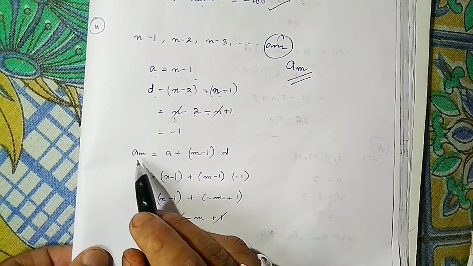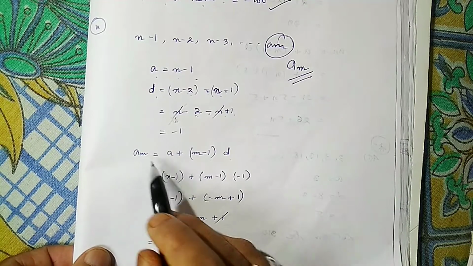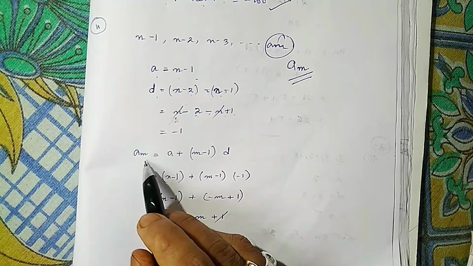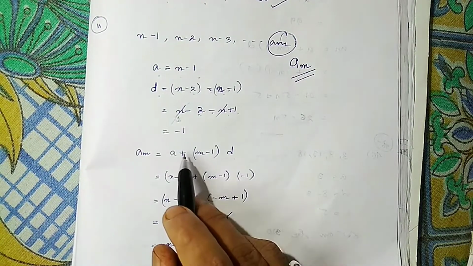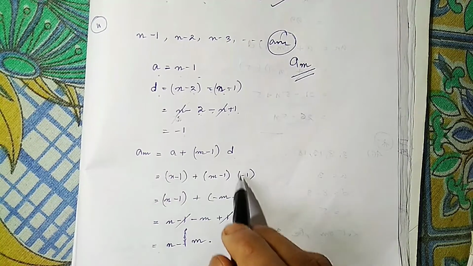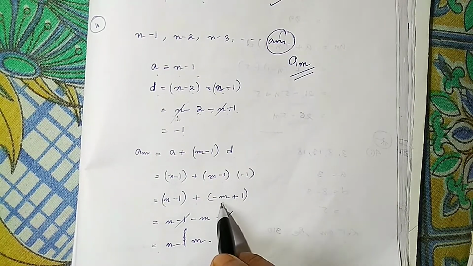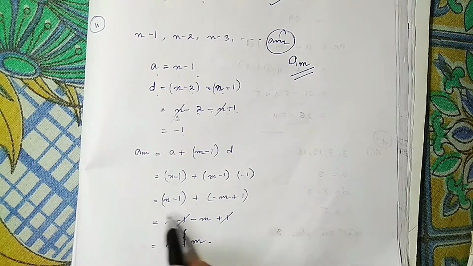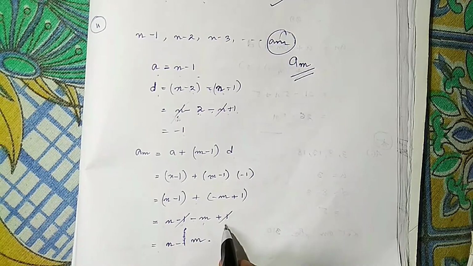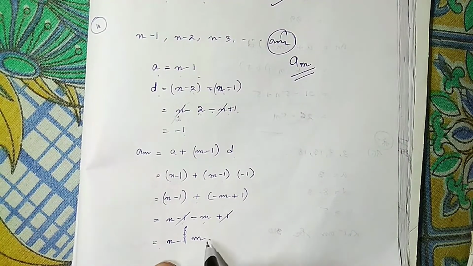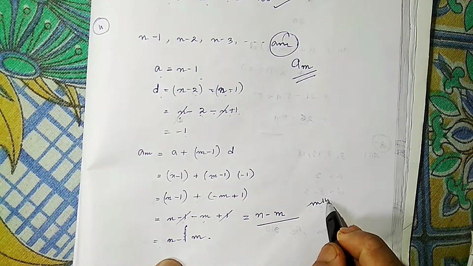Now since we want to find AM, the formula will be a plus m minus 1 into d. Suppose it is n, then we write n here. Since in the question it is given AM, we have to write m. Now what is a? n minus 1. So n minus 1 plus (m minus 1) and d is -1. If I multiply this with minus, m into -1 is -m, and minus into minus 1 is plus 1. Now n minus 1 minus m plus 1, the plus 1 and minus 1 cancel. We are left with n minus m. So this is the mth term of the AP.